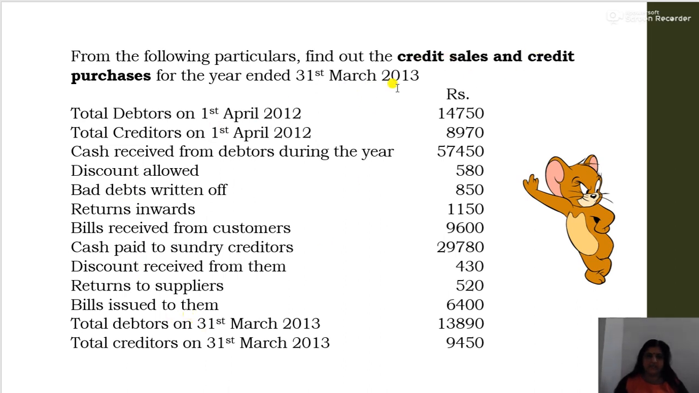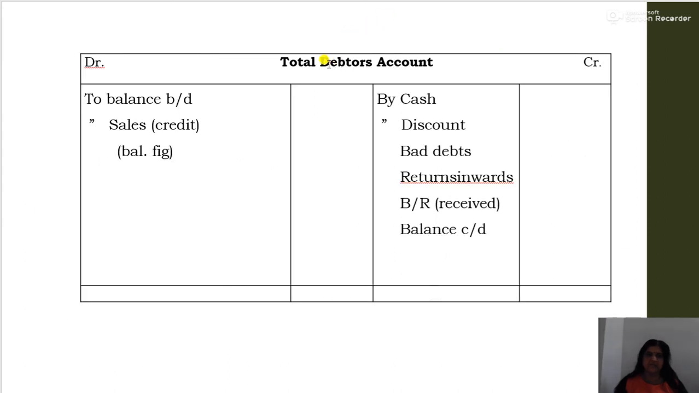Now the other thing, that is credit purchase. So here the opening balance of creditors is given, then again cash paid to sundry creditors, then discount received from them, returns to suppliers, that is returns outwards, then bills issued to them, and also the closing balance. Okay, by using all this information, you can compute credit purchases also. Okay, so this is the total debtors account, opening balance, then credit sales, which is the balancing figure, then cash, discount, bad debts, returns inwards, then bills receivable received, and also the closing balance. Okay, so you have to fill the amount.